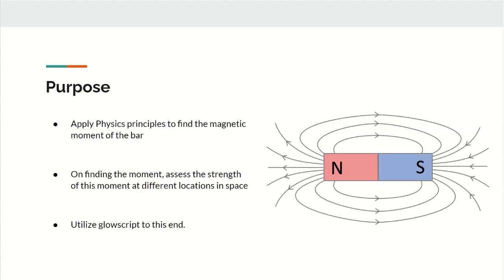Continuing, the main purpose of this lab is to apply physics principles to find the magnetic moment of the bar. That's the first part of this lab. In the second part of this lab, we're going to be assessing this magnet's strength at different locations in space, and we're going to do this both computationally and physically, so that we can make a comparison and see how well our predictions actually predict what happened in reality.